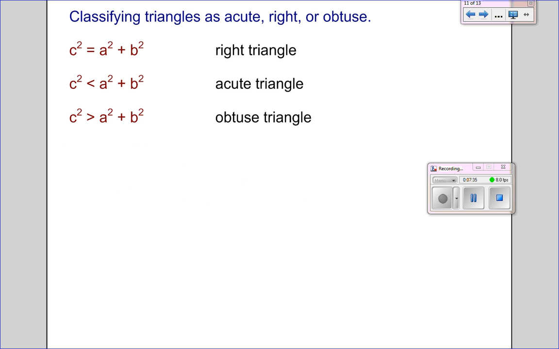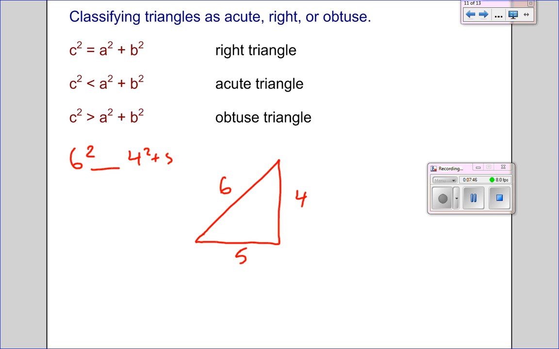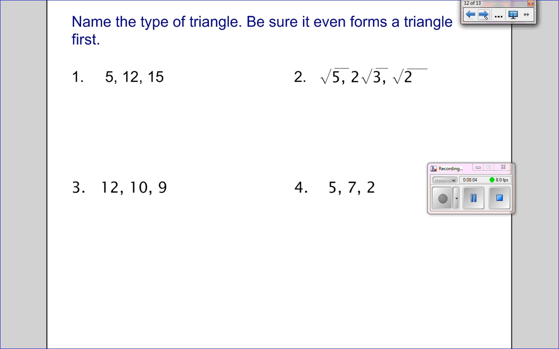Now let's say we give you a different set of numbers. 6, 4, and 5. Biggest side is 6. So 6 squared, blank, 4 squared plus 5 squared. 36, 16 plus 25. 36 blank 41. Well, how's 36 related to 41? Well, it's less than, so this triangle is an acute triangle. Make sure that you're squaring them and not just adding 4 plus 5. All right, so pause it and try these 4 out, and let's see how you do with them.